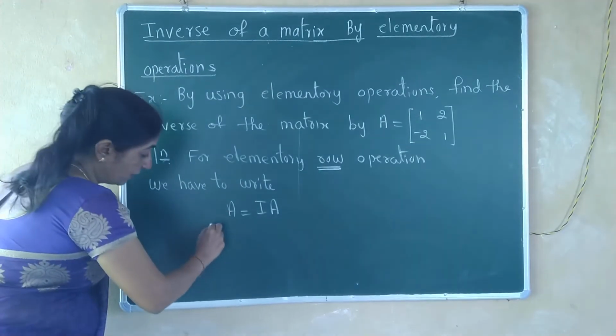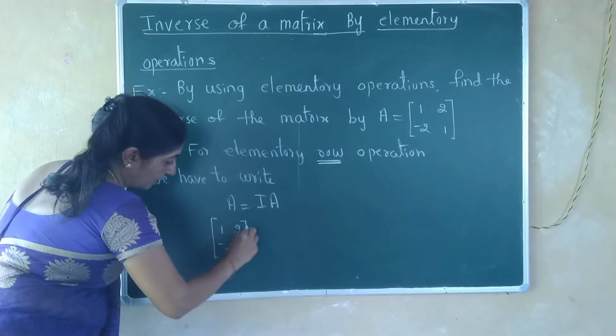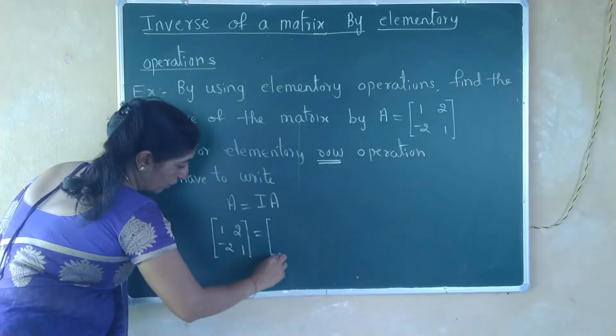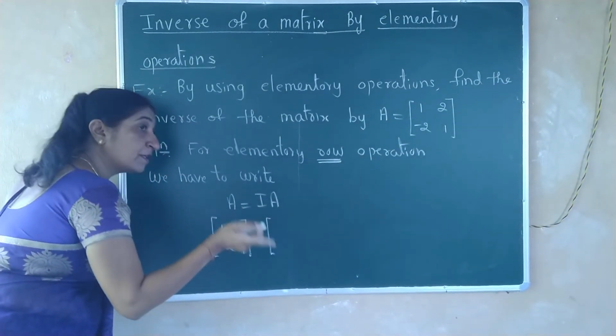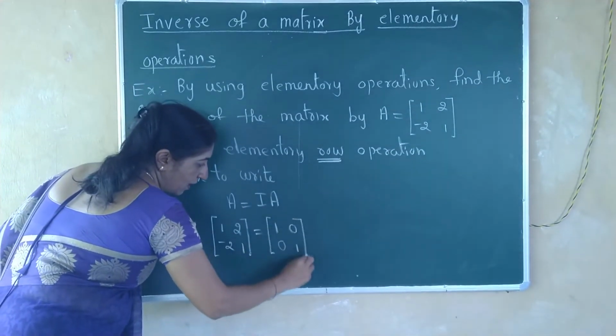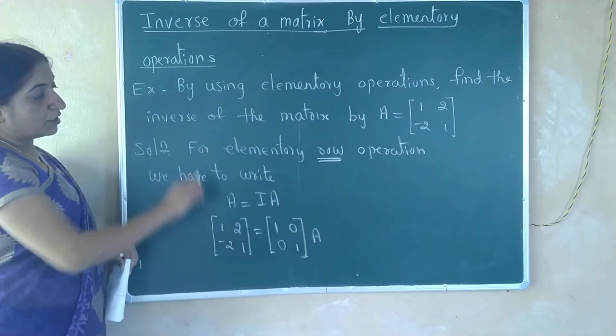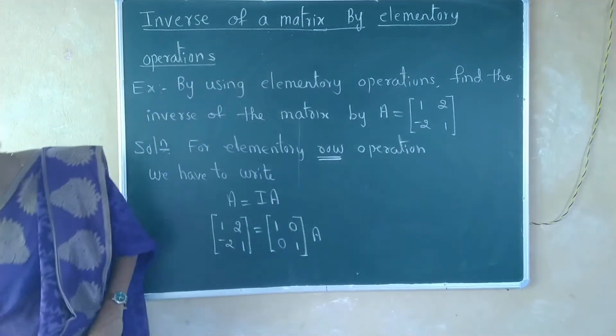A means write down the given matrix 1 2 minus 2 1, and I is a unit matrix. Whatever is the given matrix of order, the same order unit matrix we have to write, 1 0 0 1, and this A is just a presentation, keep as it is. Understood? So this is the first step.